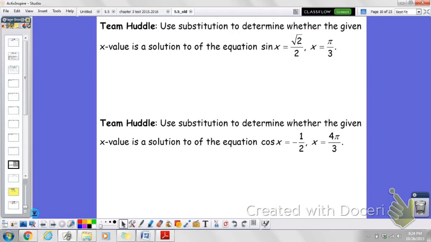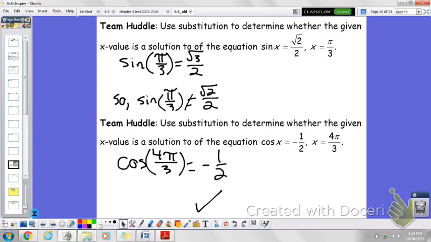So go ahead, work through these two team huddles. Do this by yourself, so go ahead, pause the video, and see if these will work. So here are the solutions to these two problems. For the first one, it is not a solution, and the second one will work, so it is a solution.